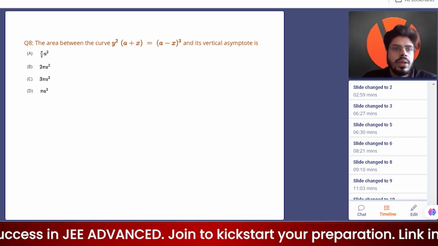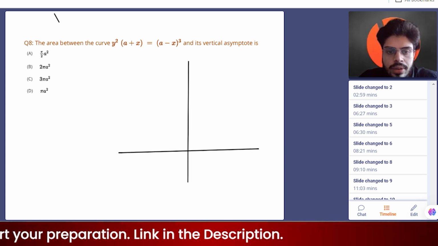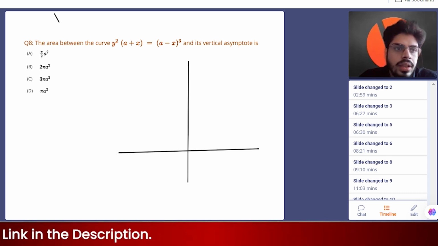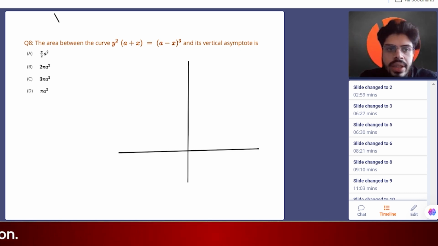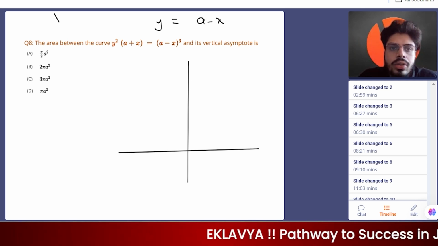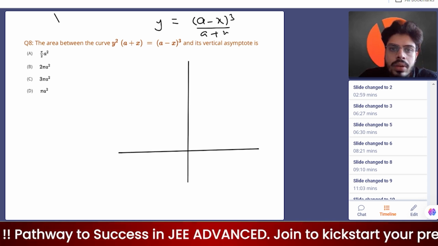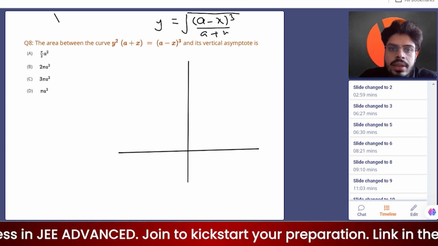So 8th question. Okay. So, area between the curve and the vertical asymptote. Okay, vertical asymptote. So let us try to draw the graph. Vertical asymptote means y has to go to infinity. So first let us write the expression for y. So y is equal to the square root of (a minus x) cube upon (a plus x).